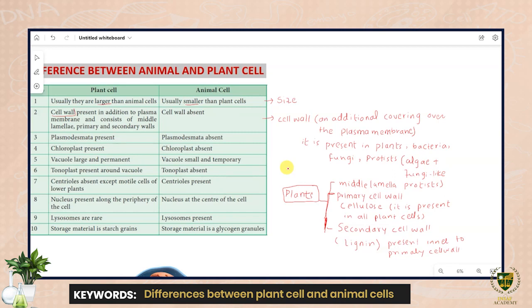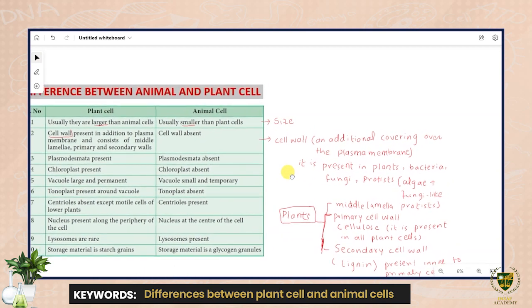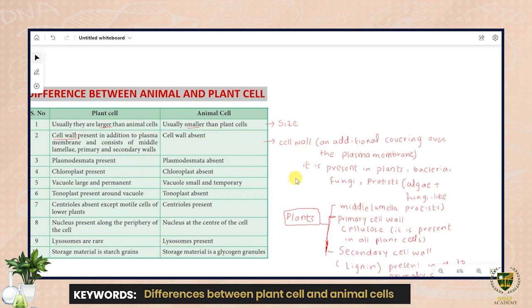So dear students, this is what is written over here, that cell wall is present in addition to plasma membrane. कि plasma membrane के अलावा ये एक additional layer होती है, और plasma membrane ये तमाम living cells में मौजूद है, जबकि cell wall ये additional layer है. Clear? Now while in animal cells the cell wall is absent. Clear? It is not present in the animal cells.